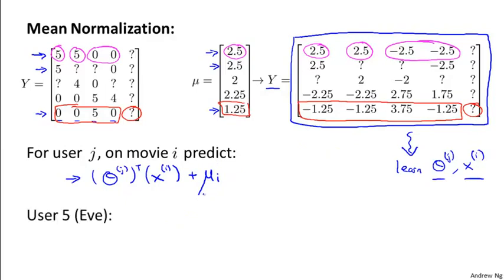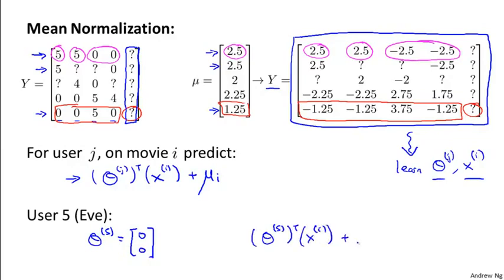And so specifically for user 5, which is Eve, the same argument as the previous slide still applies, in the sense that Eve had not rated any movies, and so the learned parameter for user 5 is still going to be equal to 0, 0. So what we're going to get then is that on a particular movie i, we're going to predict for Eve theta 5 transpose xi plus add back in mu i. And so this first component is going to be equal to 0 if theta 5 is equal to 0. And so on movie i, we're going to end up predicting mu i.